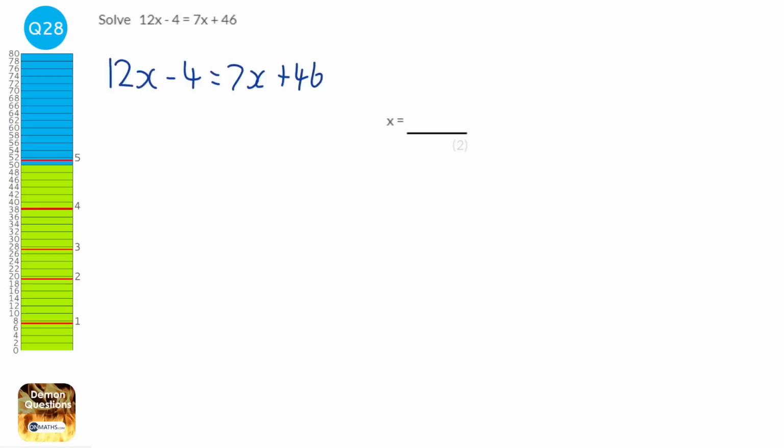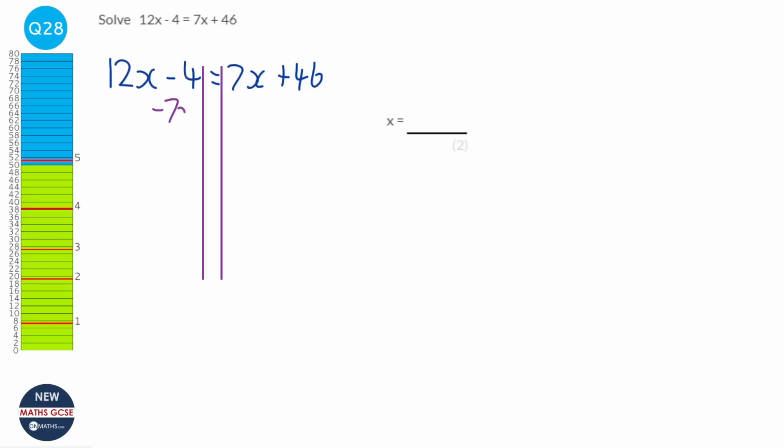And the rule we have here is if we have an x on both sides, which we do in here, we pick the smallest one to get rid of. So we've got a 12x and a 7x. And so the smaller number, or the smaller x, would be the 7x. So we're going to get rid of that first. So we've got our lines in, and we're going to take away 7x both sides.